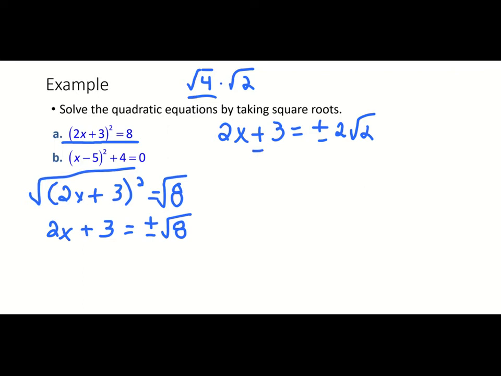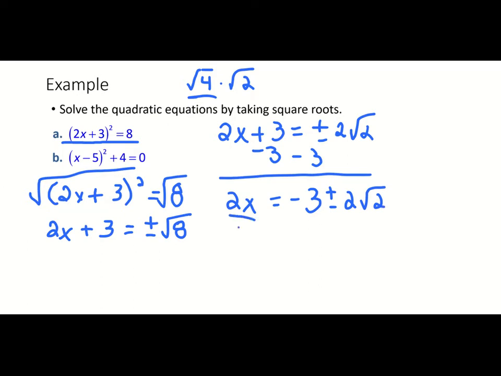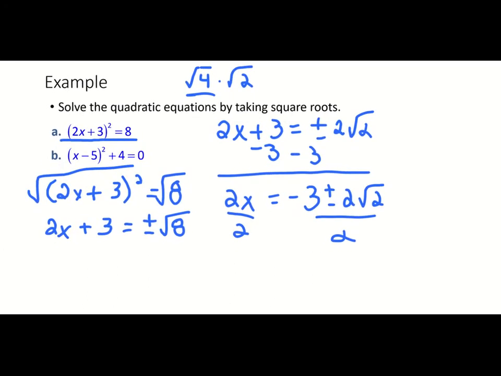So I'm going to subtract 3 from both sides. So I will have 2x is equal to negative 3 plus or minus 2 square root 2. And then divide everything by 2. And then x will equal, we'll write our final answer here, x is going to be equal to negative 3 plus or minus 2 square root 2 over 2.